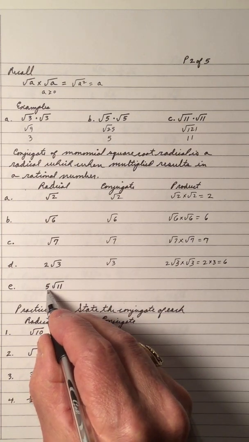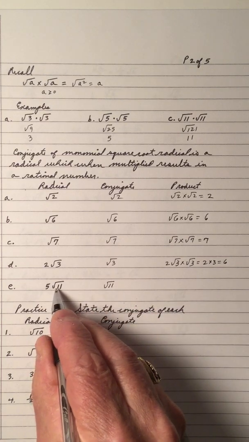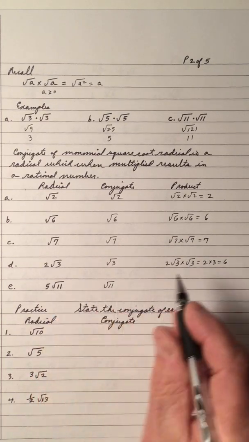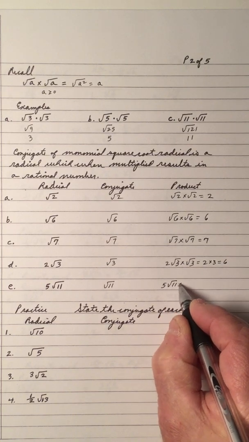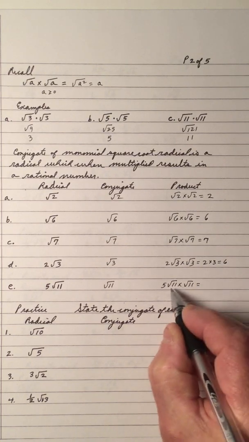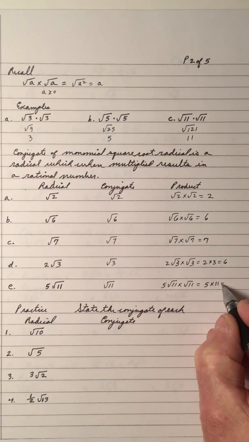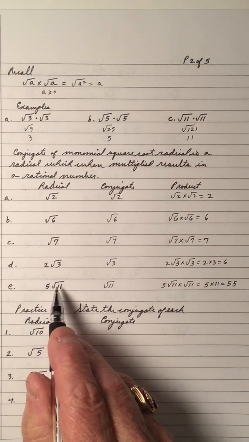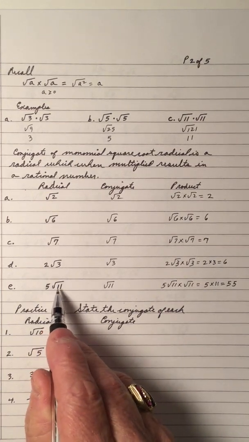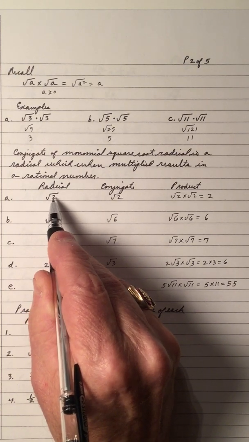The conjugate of 5 root 11 is root 11, as long as we remove the irrational number. So 5 root 11 times root 11: 5 times 1 is 5, root 11 times root 11 is 11, so it gives us a rational number of 55. So the conjugate of a square root radical is whatever's underneath the root.